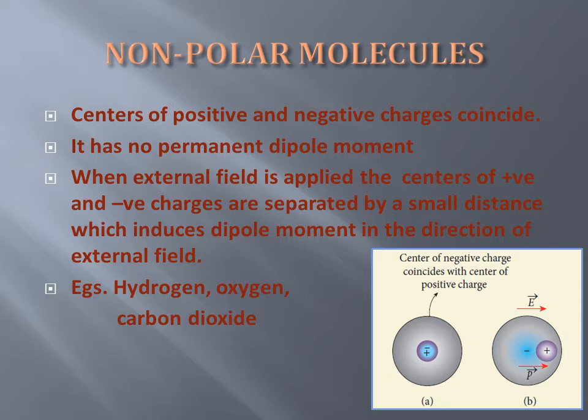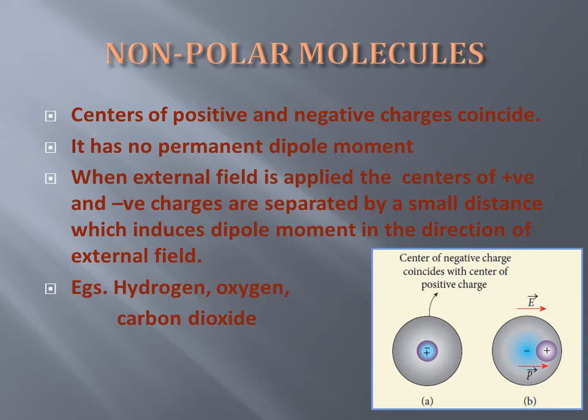Now in a non-polar molecule, the centers of the positive and the negative charges coincide. It has no permanent dipole moment. When an external field is applied, the centers of the positive and the negative charges are separated by a small distance, which induces dipole moment in the direction of the external field. And examples for non-polar molecules are hydrogen, oxygen and carbon dioxide.